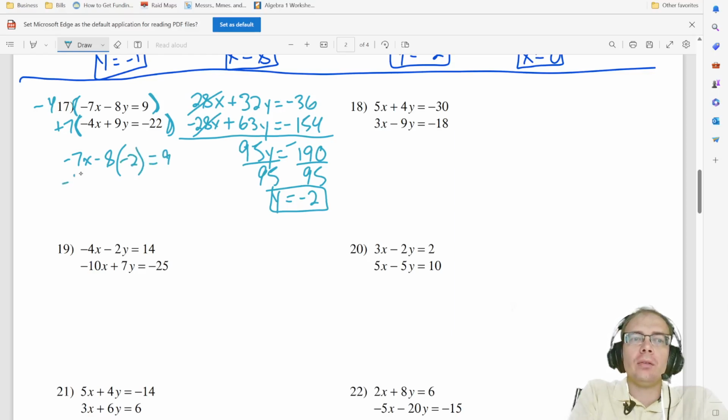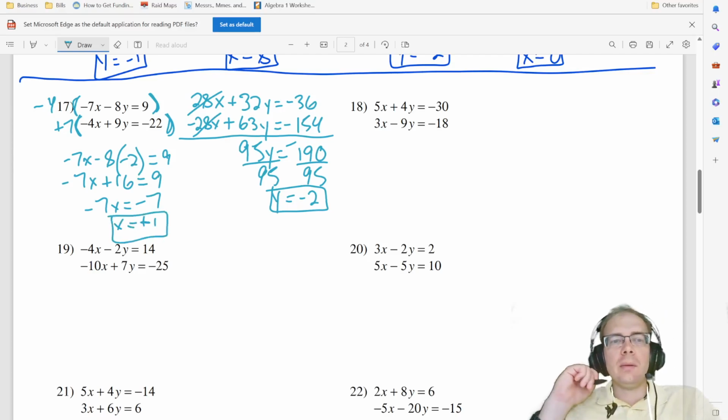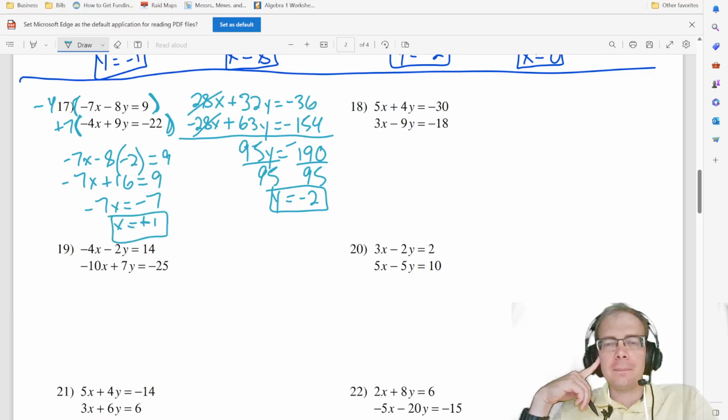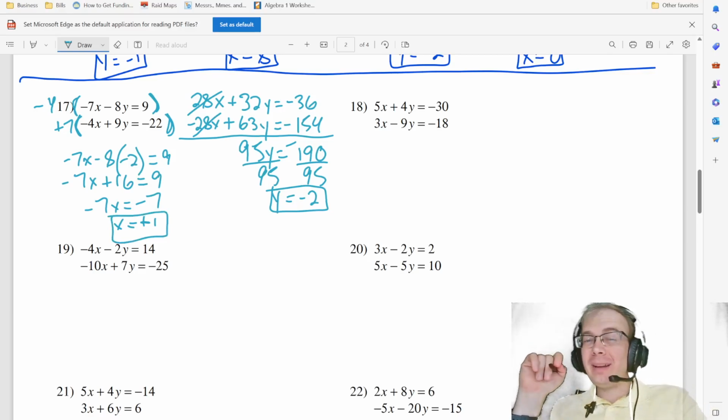All right, and then I do some math. 8 times 2 is 16. I'm going to subtract 16 on both sides. Divide both sides by negative 7. Ooh, almost put a negative. That's going to be a positive 1. And there we go. All right, looks like I did have that right. Okay, cool. Whew. And that's about as hard as it gets.